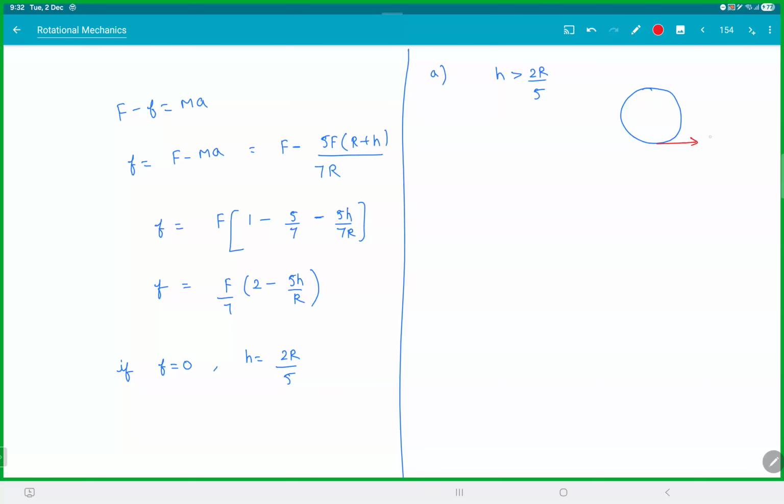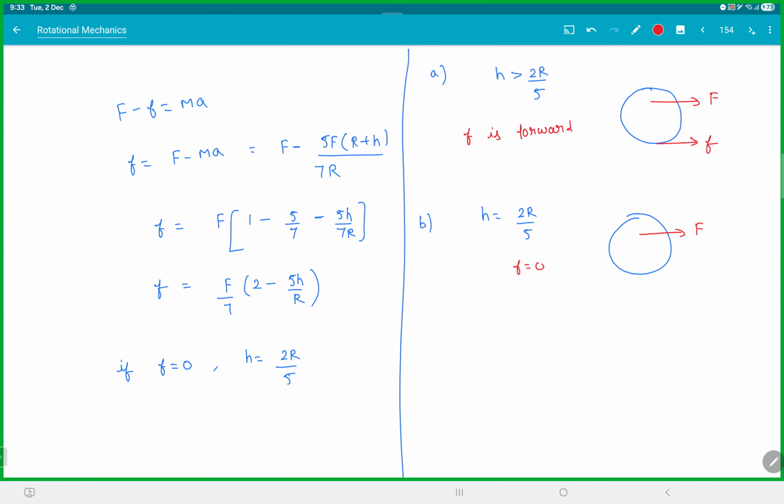Friction will act in the forward direction. F is forward. If force is also forward, friction is also forward. If H is equal to 2R by 5, friction is 0. So this is another kind of question they can ask you.